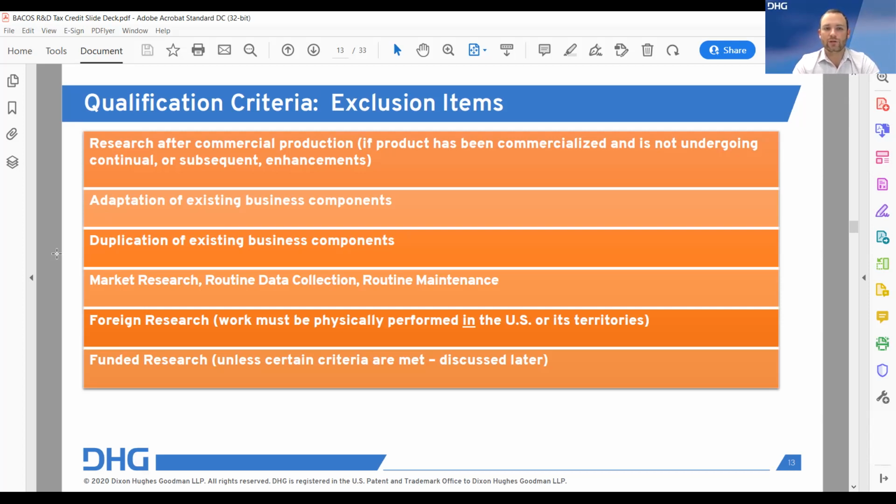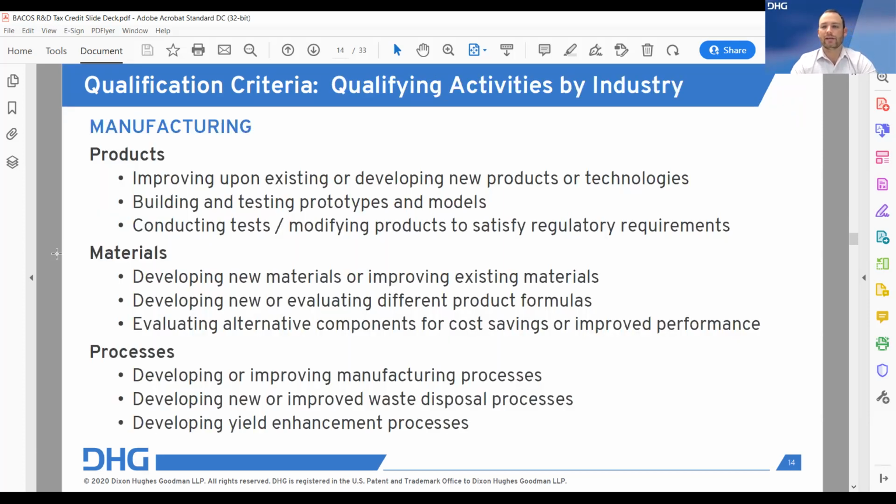And then the last one, which we'll get into in a little more detail, is called funded research. This in general is going to be if you're getting paid for the R&D work that you're doing, the IRS does not want you to both get paid for it through revenue or sales and also get a tax credit unless you can establish that you were financially at risk and you retained some substantial rights to what you helped develop or work on. So we can get into those in a few slides.